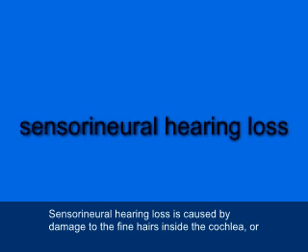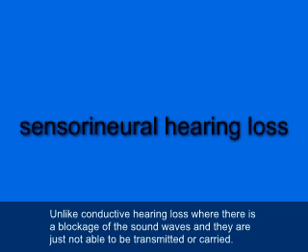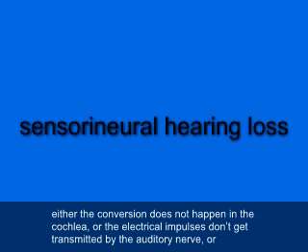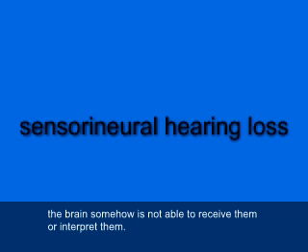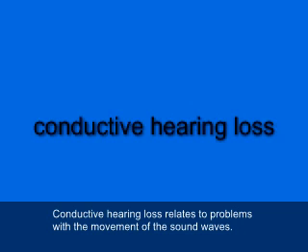Sensorineural hearing loss is caused by damage to the fine hairs inside the cochlea, or by damage to the auditory nerve, or damage to the brain. Unlike conductive hearing loss, where there's a blockage of the sound waves and they're just not able to be transmitted or carried, in sensorineural hearing loss, there's a problem with the conversion of the sound waves into electrical impulses. Either the conversion does not happen in the cochlea, or the electrical impulses don't get transmitted by the auditory nerve, or the brain somehow is not able to receive them or interpret them. So sensorineural hearing loss relates to problems with the electrical impulses. Conductive hearing loss relates to problems with the movement of the sound waves.